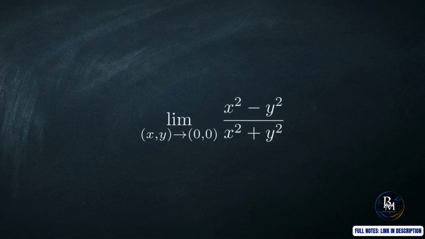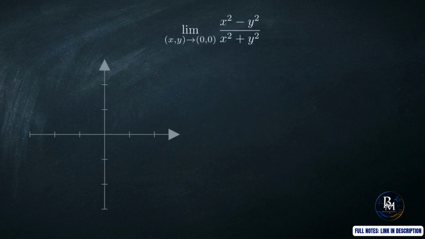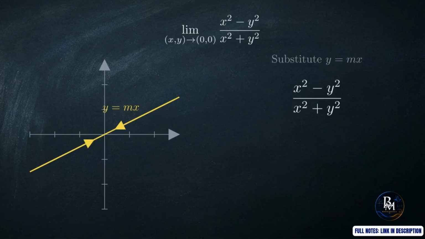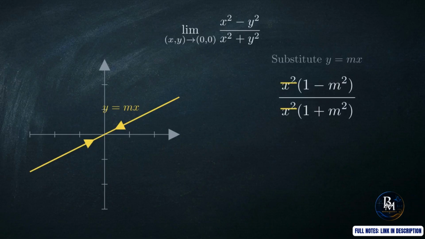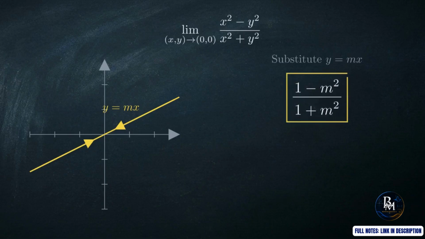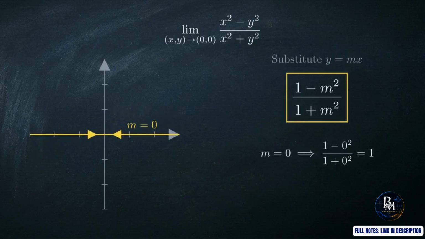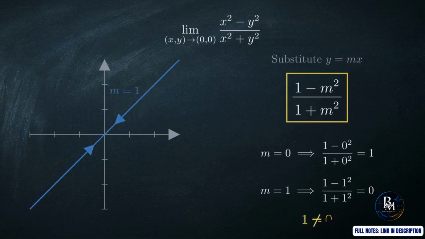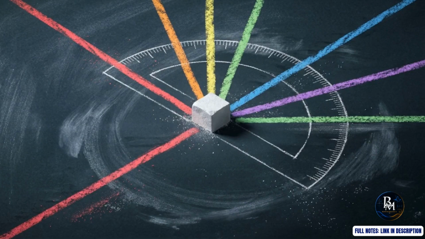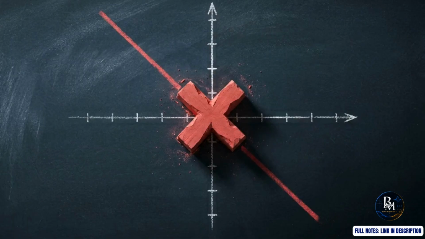Other functions are more resilient. Consider this equation: x squared minus y squared divided by x squared plus y squared. Here, the horizontal and vertical axes both yield the same answer. To test every straight line at once, we use the formula y equals mx, where m is slope. By substituting mx for y, the variables cancel out. The final value of the limit is now tied to the slope, m. A slope of 0 gives an answer of 1, while a diagonal slope of 1 gives an answer of 0. The outcome changes with the angle of the line. This confirms that the limit fails, as the result is still dependent on the specific straight line path we choose.